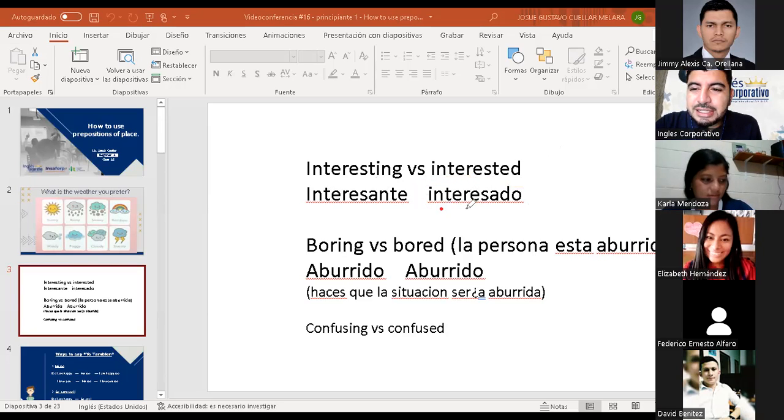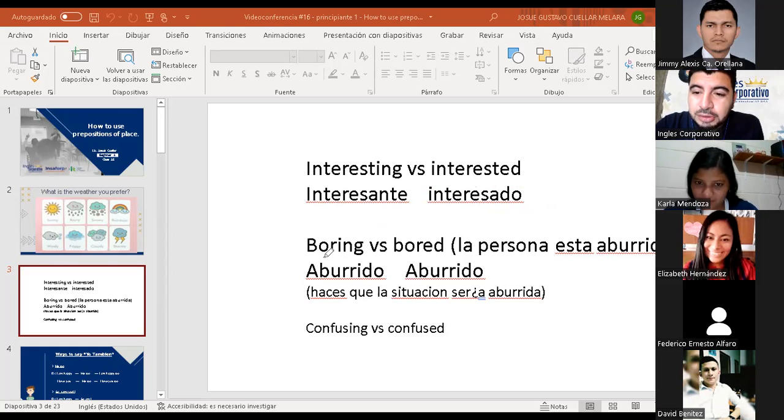Si dicen interested, tienen que completar la frase, porque si no, se da a entender que esa persona está interesada en el dinero. For example, I have a girlfriend or boyfriend, depende cómo lo quieran decir, and she is an interesting person. Y él o ella es una persona, son personas interesantes. But when you say, my girlfriend is interested, ¿en qué? Está interesada en qué. My girlfriend is interested in studying English. Ah, ella está interesada en estudiar inglés. But if you just say interested, suena como rarito.